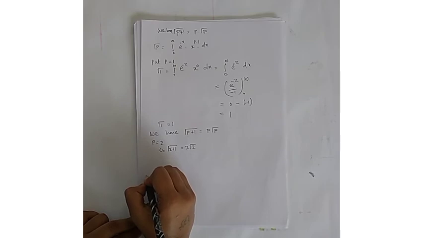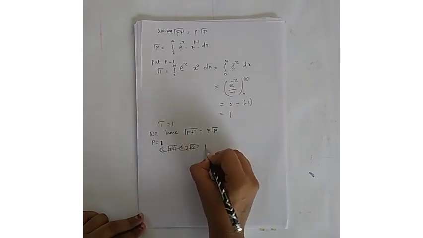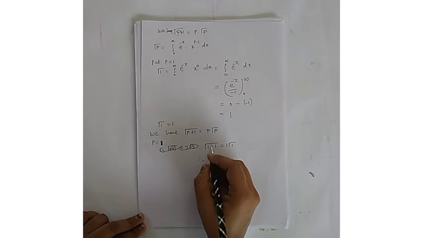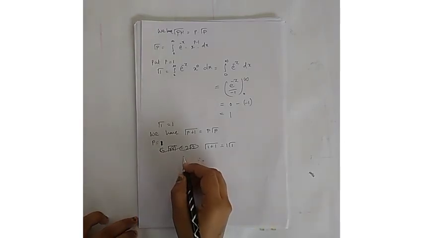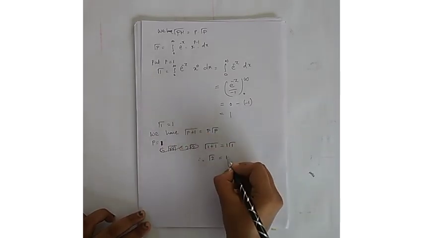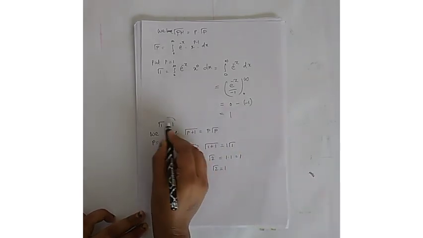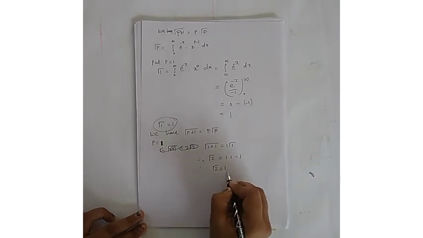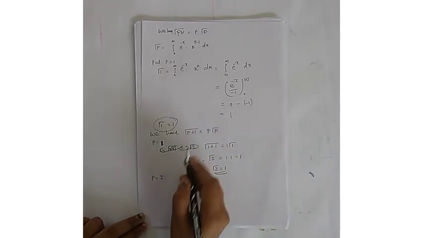Putting p equal to 1 here, gamma 1 plus 1 becomes 1 into gamma 1, which is equal to 1. Therefore gamma 2 is equal to 1 into the value of gamma 1, which is 1. So gamma 2 is also 1. Now I am putting p equal to 2 in this formula.